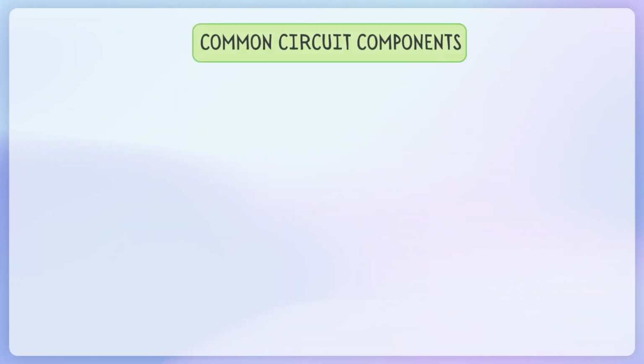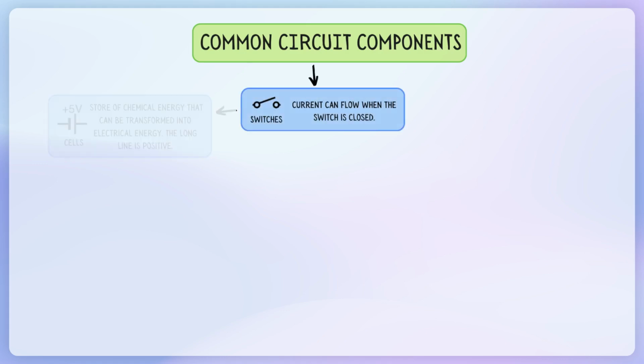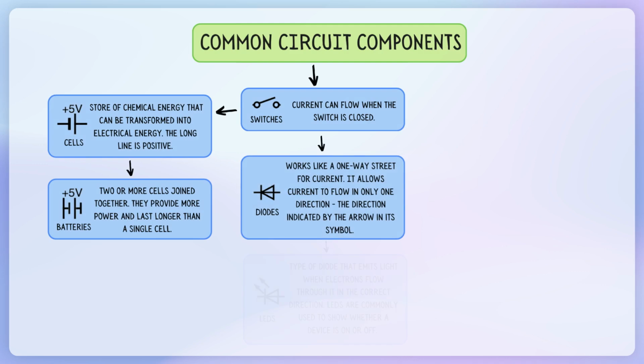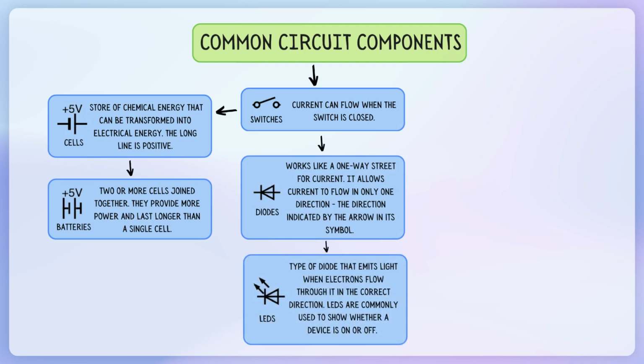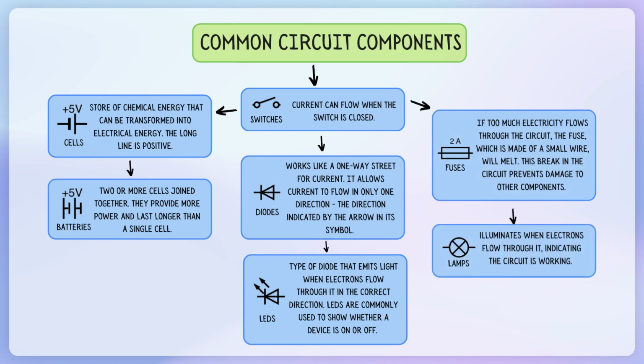In today's lesson, we focused on recognizing and understanding the standard circuit diagram symbols for various electrical components. We covered the symbols for a switch, cell, battery, diode, light-emitting diode or LED, fuse, and lamp. We also looked at the functions of each of these components. In later lessons, we will delve into other useful components like resistors, variable resistors, thermistors, LDRs, ammeters, and voltmeters.